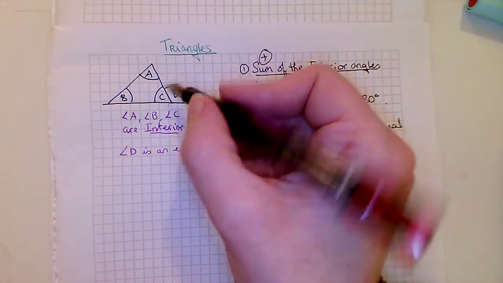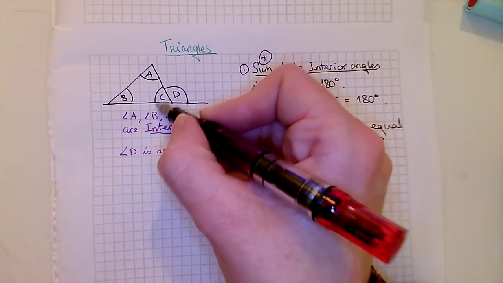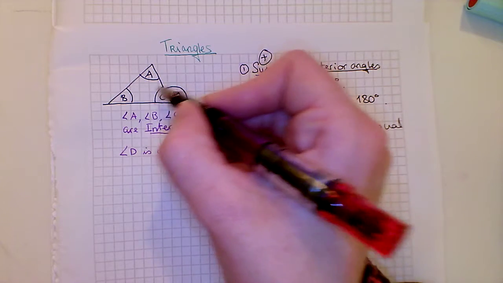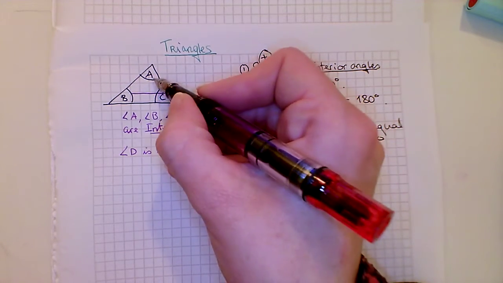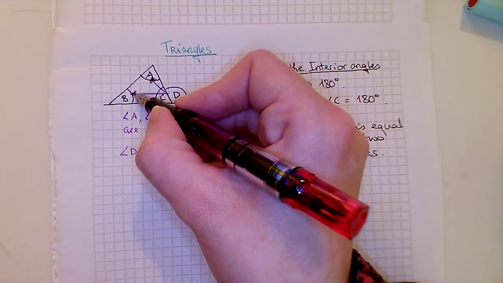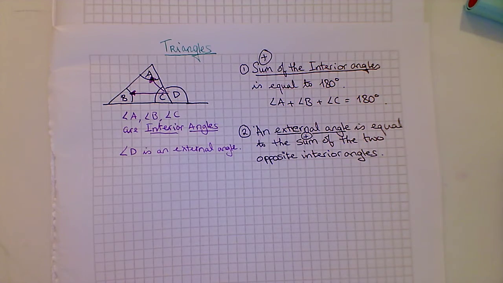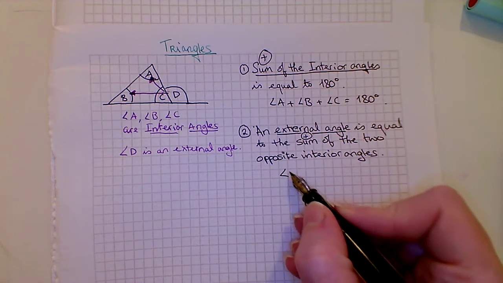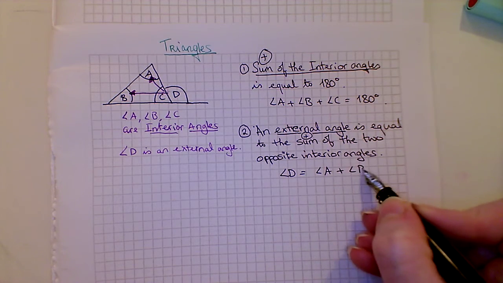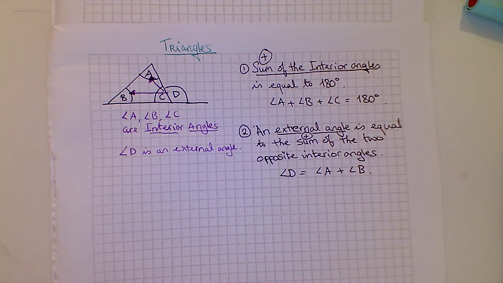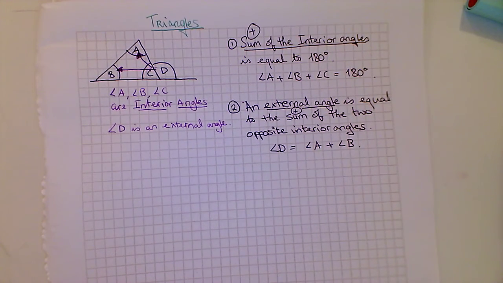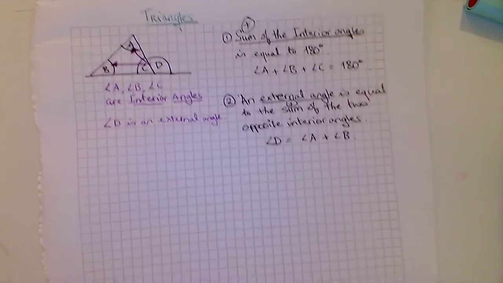Now, what does that mean? That means D, C is not opposite, right? C is supplementary, it's added on to it. So it's these guys that are across from D. Those two angles there. That means that in this case, D is equal to A and B added together. Okay, and that's really important. Two really important properties of triangles that we need to know.